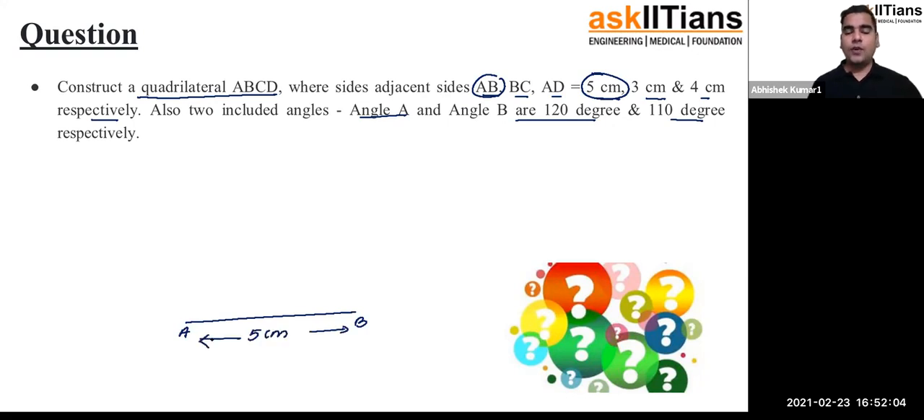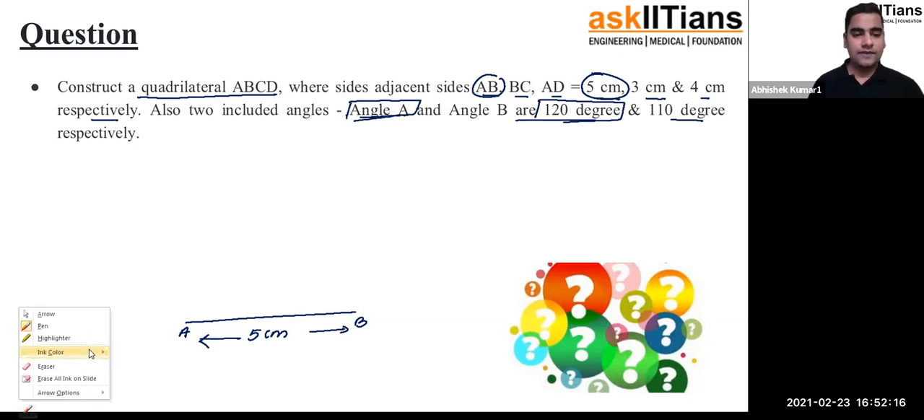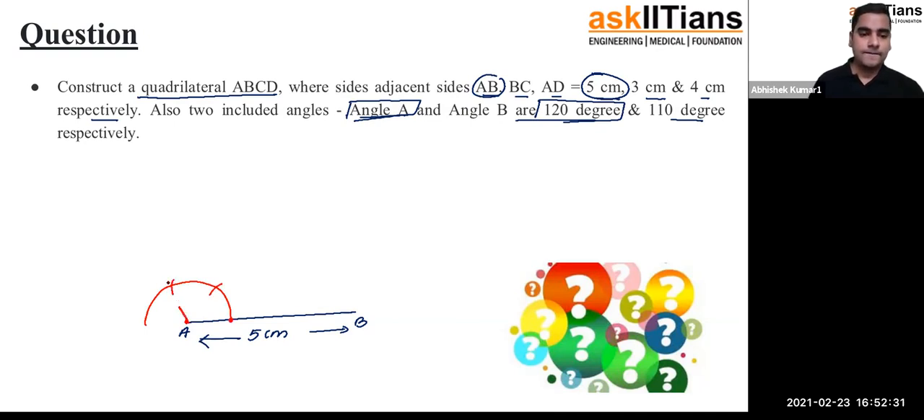Understood? Now, what is the value of angle A and angle B? Angle A is provided to us, that is equal to 120 degree. So you can draw angle A. To draw angle A, assuming A to be the center, draw a semicircle of any radius. Then assume this to be the center. The first arc will give you 60 degree. The second arc will give you 120 degree. Okay, this is 120 degree.